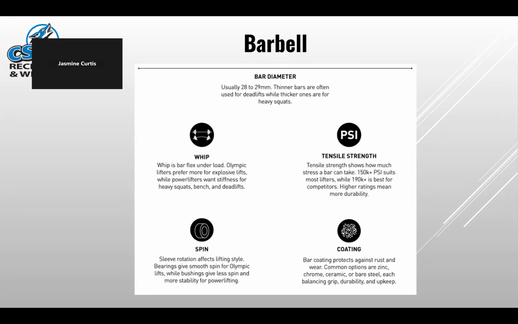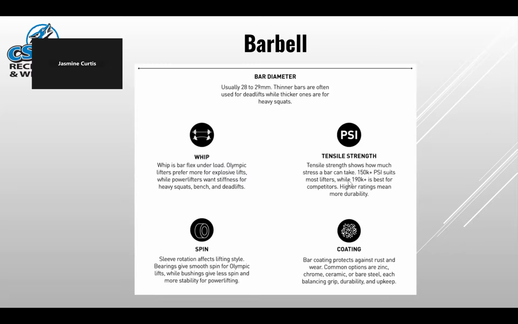All right, barbells. Bar diameters are usually 28 to 29 millimeters. The biggest takeaway is that there are different bar sizes and people have preferences for different lifts. So thinner bars are often used for deadlifts, while thicker ones are used for heavier squats.